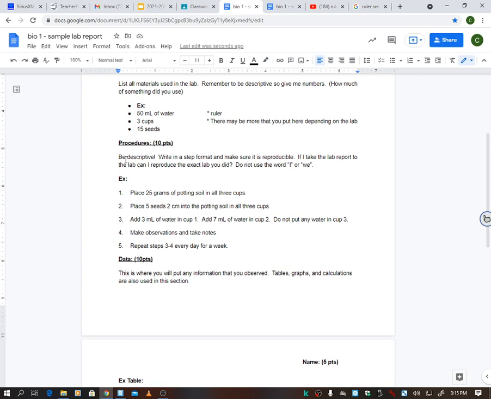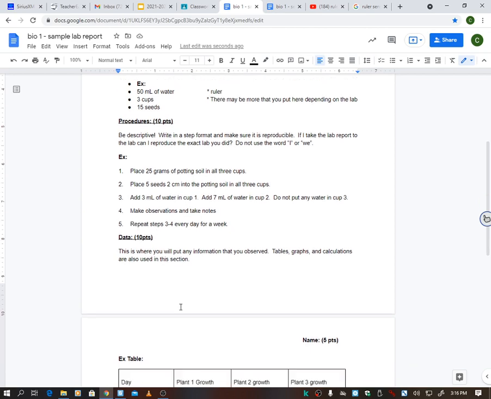The procedure, be descriptive. So instead of just saying place potting soil in all 3 cups, I'm telling you exactly how much. Place 25 grams because we need everything to be the exact same. Don't use the word I or we. Don't say I placed 25 grams, just place 25 grams of potting soil in all 3 cups. You can see where I said place 5 seeds. And I don't say just into the potting soil because I could go all the way to the bottom, or I could sit it on top of the potting soil. I told you exactly where I put it, 2 centimeters in. All right, so just being very specific. How much water did I give? 3 milliliters.